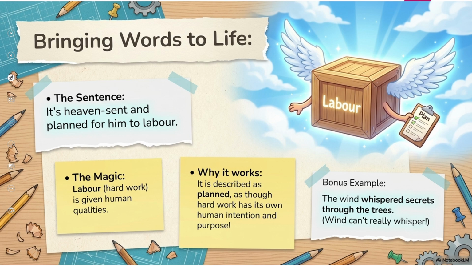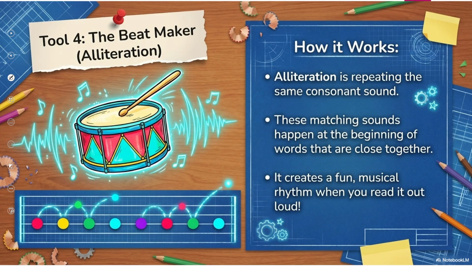Let's see the example, the sentence. It's heaven sent and planned for him to labor. The magic: labor, hard work, is given a human quality because a human does labor. Why it works? It is described as planned, as though hard work has its own human intention and purpose. We have another example. The wind whispered secrets through the trees. Whispering is the quality of a human which we gave to a non-human thing, which is the wind.